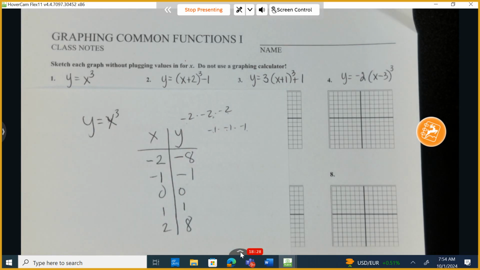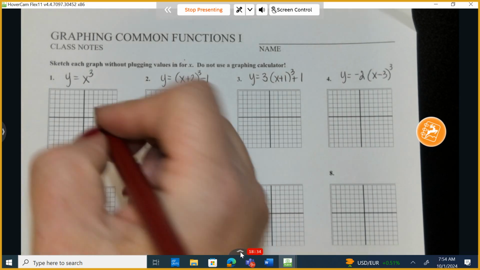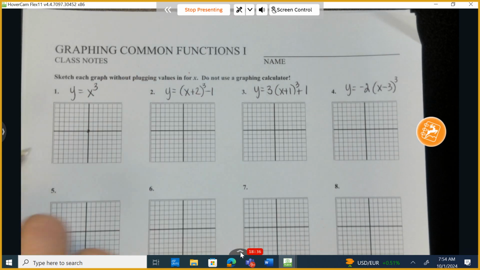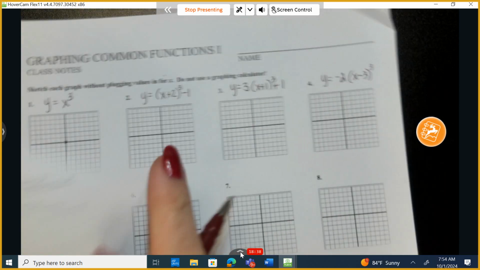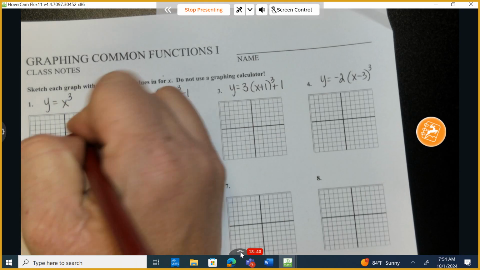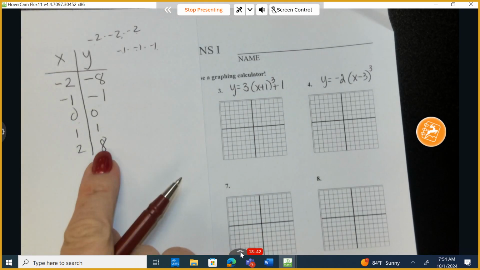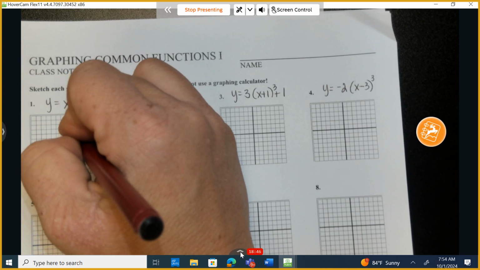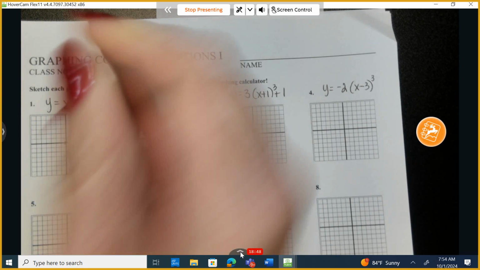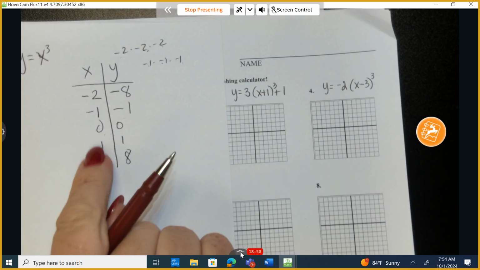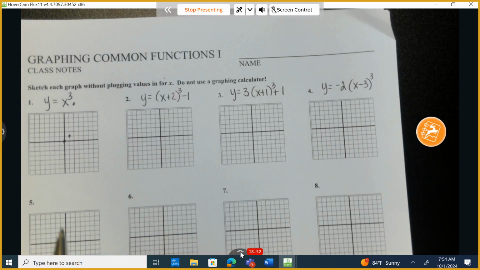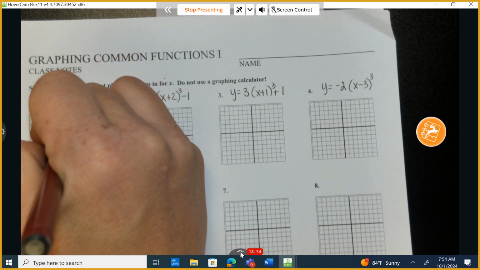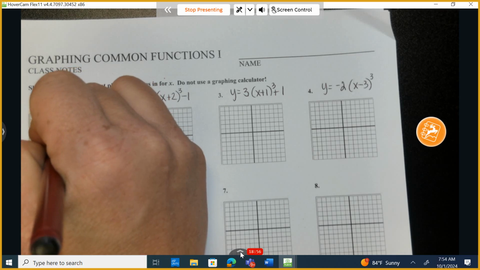This is my basic table that I'm going to use for cubics. Everything else is exactly the same. So I'm going to go ahead and graph this. Let's find 0, 0. Then I'm going to go right 1, up 1. Right 2, up 8. Over 2, 4, 6, 8. And then I'm going to go left 1, down 1. And left 2, down 8.